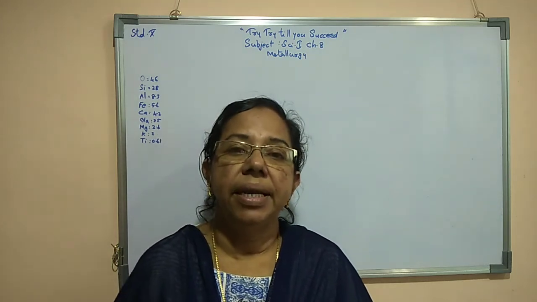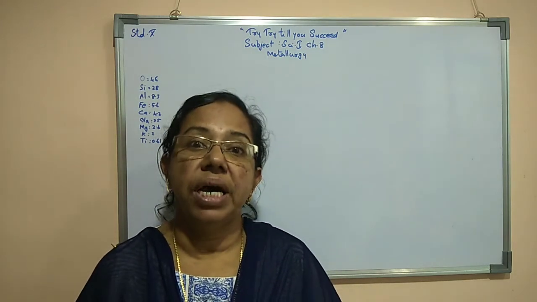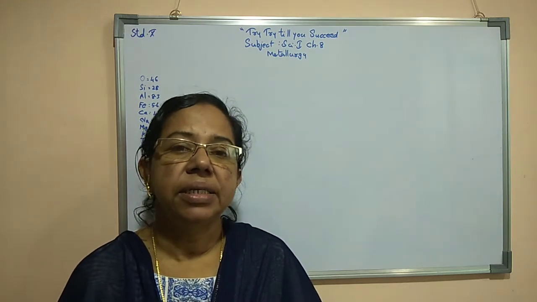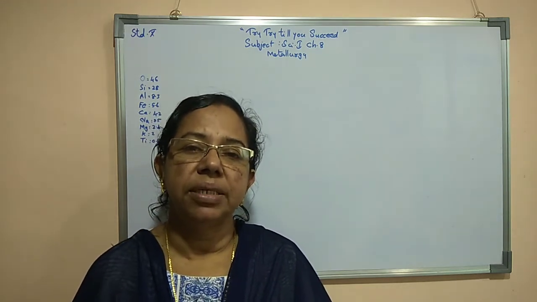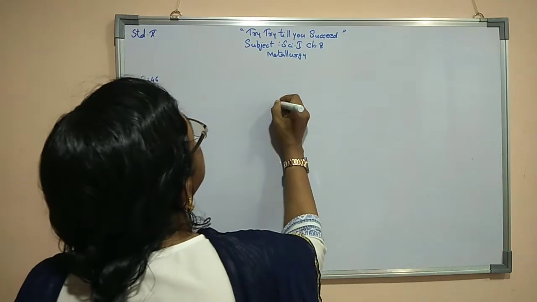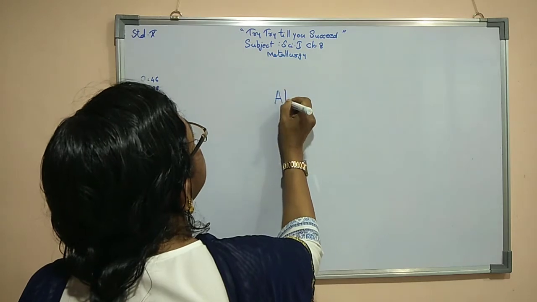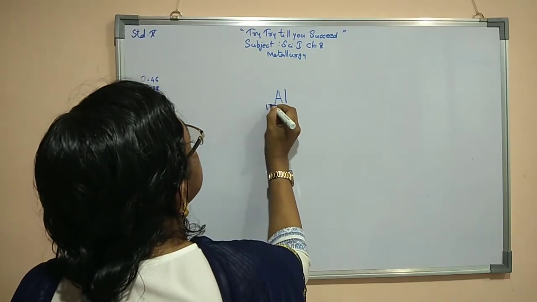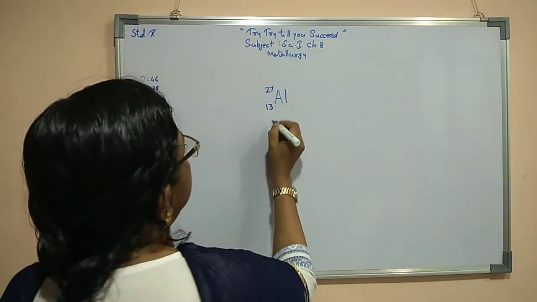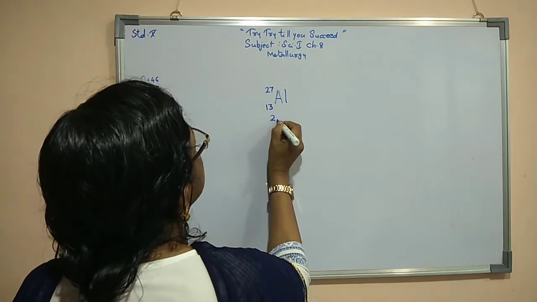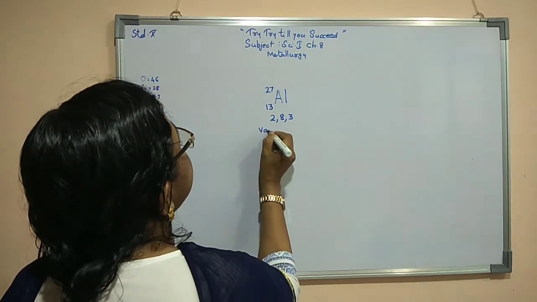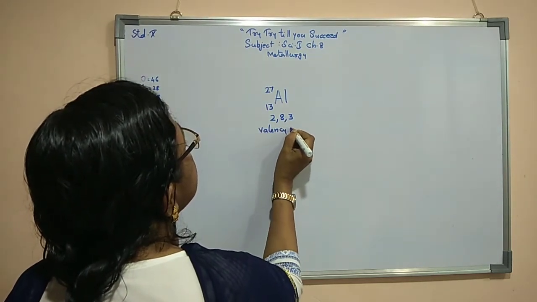Let us study in detail about extraction of aluminium. Now, aluminium metal, its atomic number, mass number, electronic configuration, first I will show you. Aluminium, its atomic number is 13, mass number 27, its electronic configuration 2, 8, 3, its valency 3.